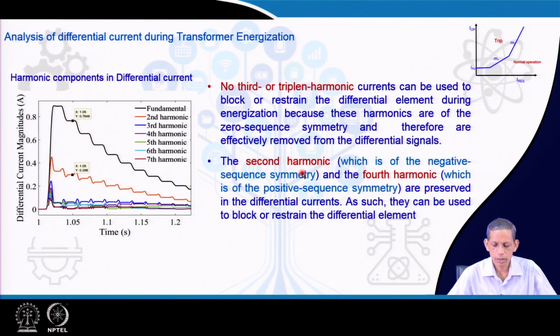The second harmonic, which is symmetrical to the negative sequence component, and the fourth harmonic, which is symmetrical to the positive sequence component, can be preserved in the process of computing the differential current, and they can be used for the purpose of inrush current detection, and that is what is being used in most of the relay applications.